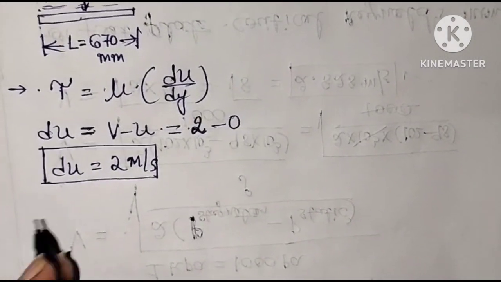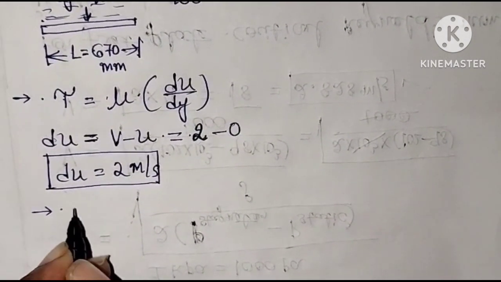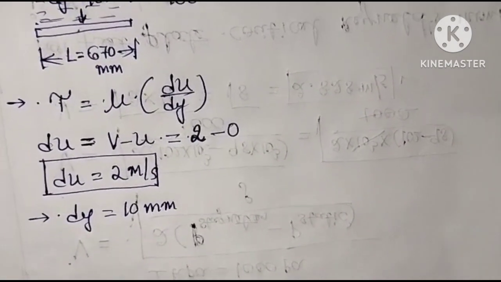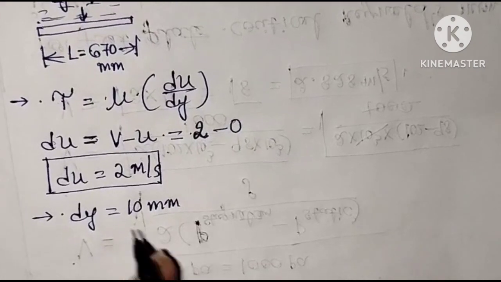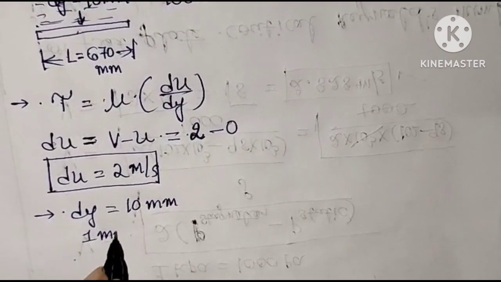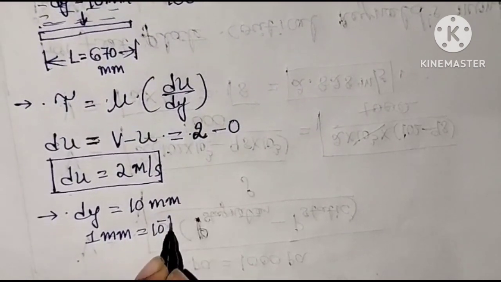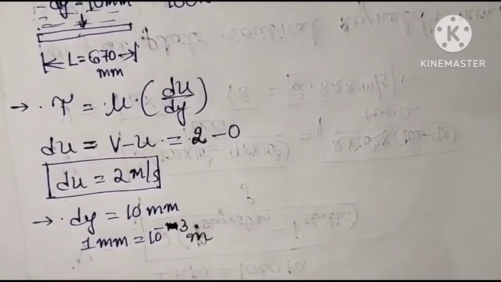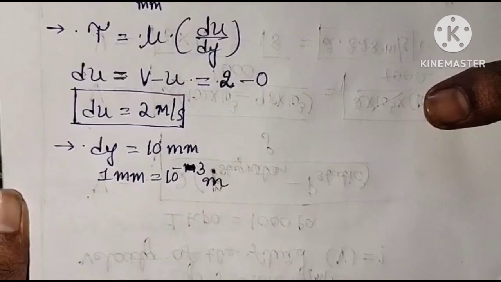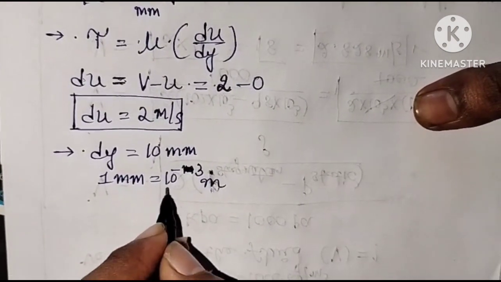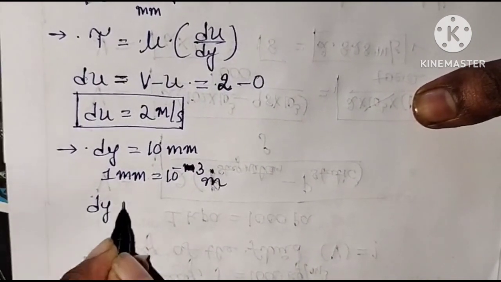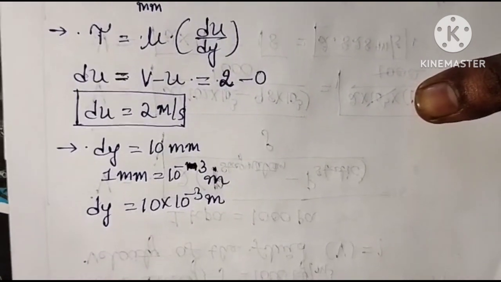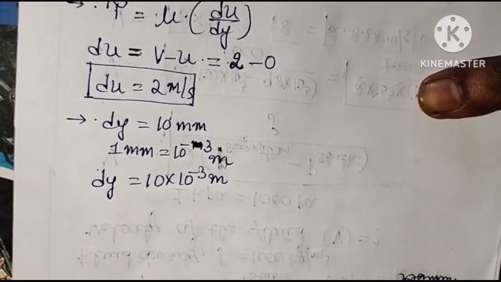Next, here dy is equal to 10 mm. We know that 1 millimeter is equal to 10 to the power of minus 3 meters. Now 10 mm is equal to dy is equal to 10 into 10 to the power of minus 3 meters.